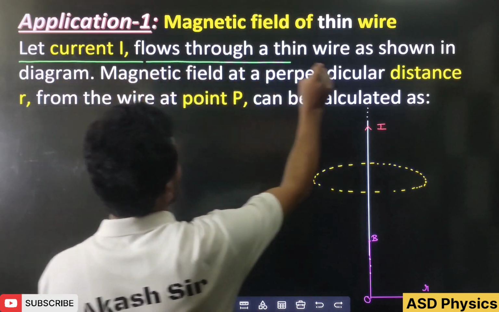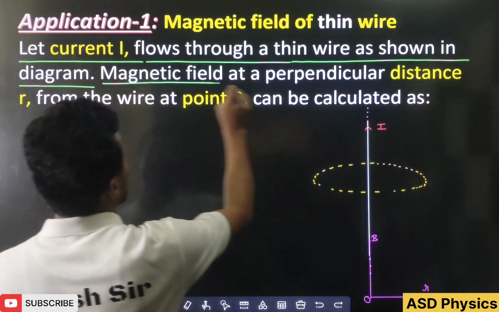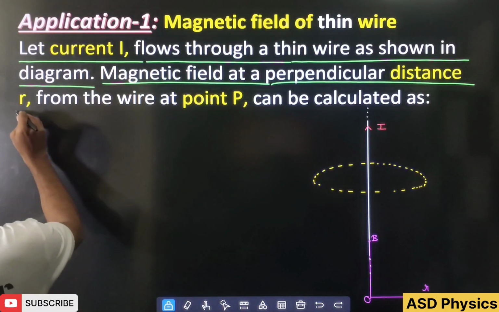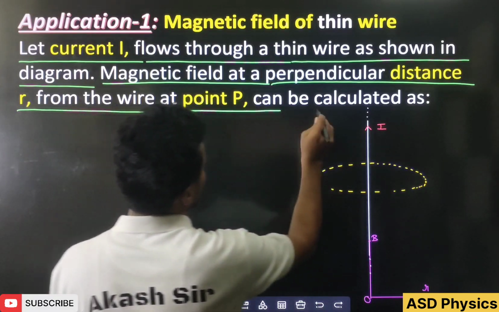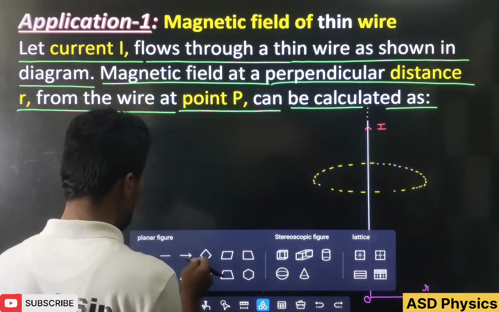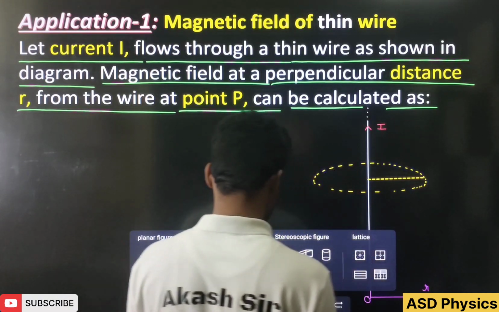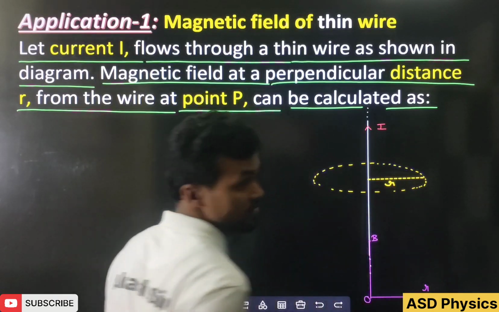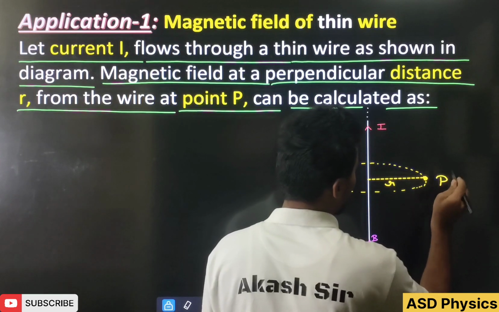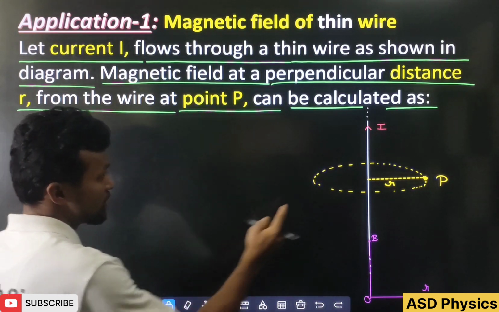Let current I flow through a thin wire as shown in the diagram. The magnetic field at a perpendicular distance R from the wire at point P can be calculated as here. First remember that here we have the perpendicular distance. Let's take this distance as R, and here I want to calculate the magnetic field; this is point P.